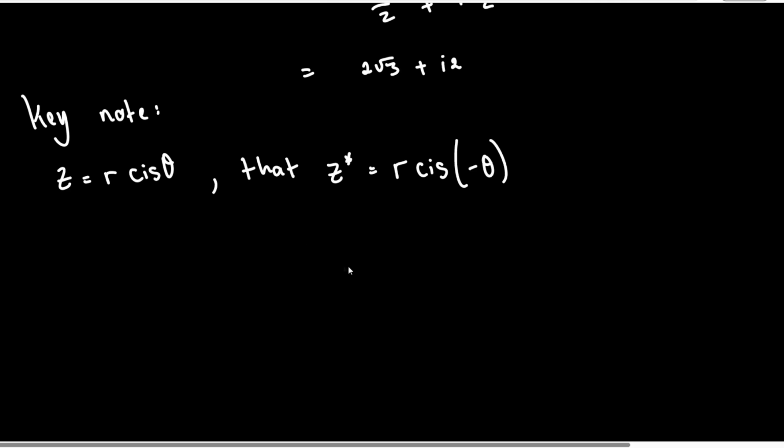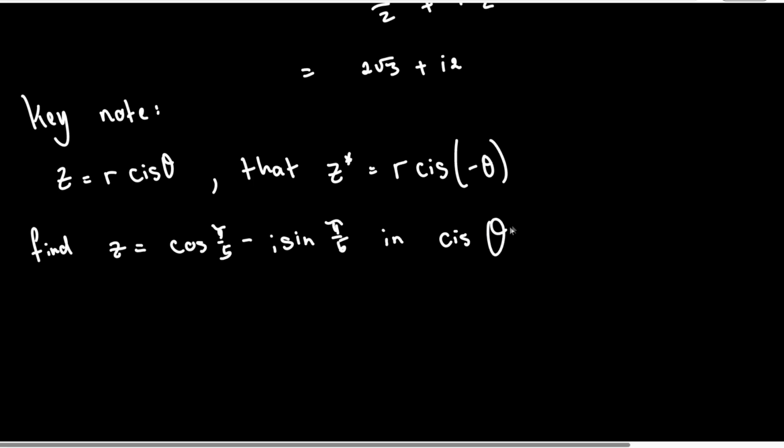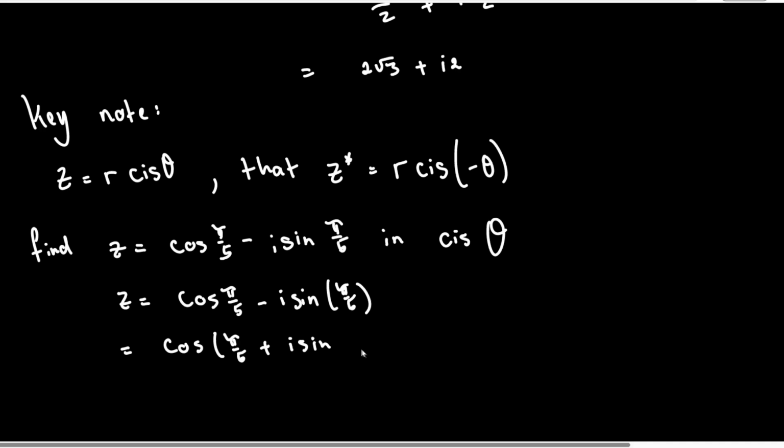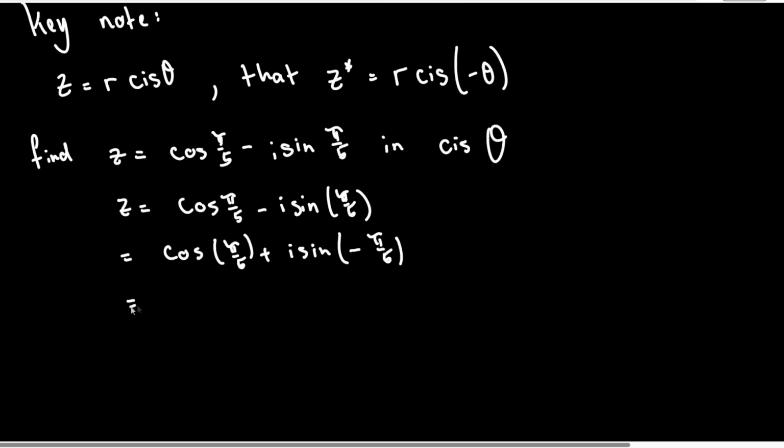Okay, so let's look at one example. So let's say we want to find z is equal to cosine pi over 5 minus i sine pi over 5 in cis theta form. What we can then do is we can say that z is equal to cosine pi over 5 minus i sine pi over 5. And then we can rewrite this as cosine pi over 5 plus i sine of minus pi over 5. And then since we use the keynote from up top, we can then say cosine negative pi over 5 plus i sine negative pi over 5.